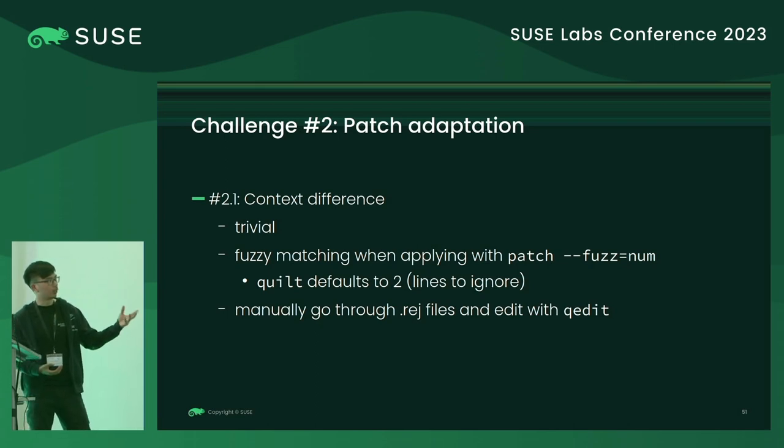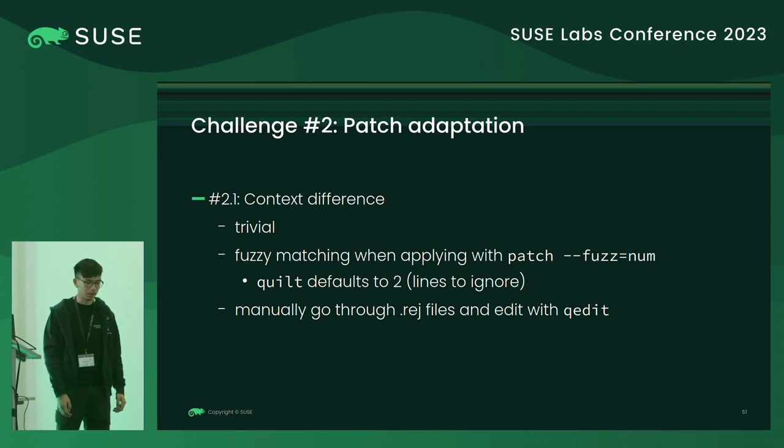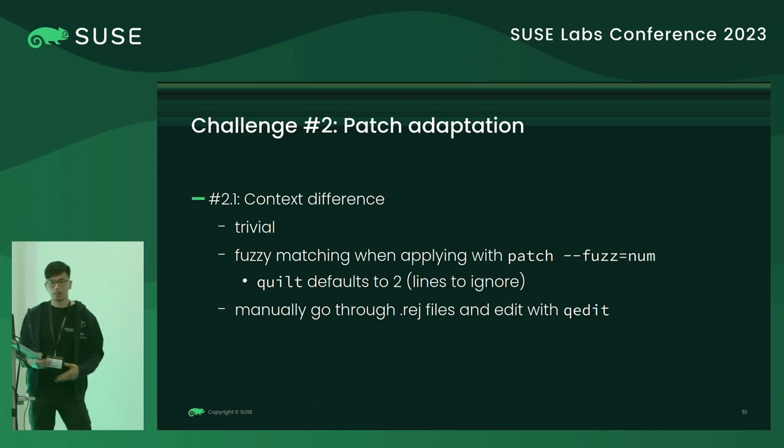And I think the default fuzz number in quilt is 2, which is sort of a good balance, because if you fuzz too much, then the code might be applied at the wrong place. But too little, then you have to deal with all those trivial issues a lot of times. Sometimes that's not enough, though. So you have to go to the reject file that patch creates for you, then manually edit the file.